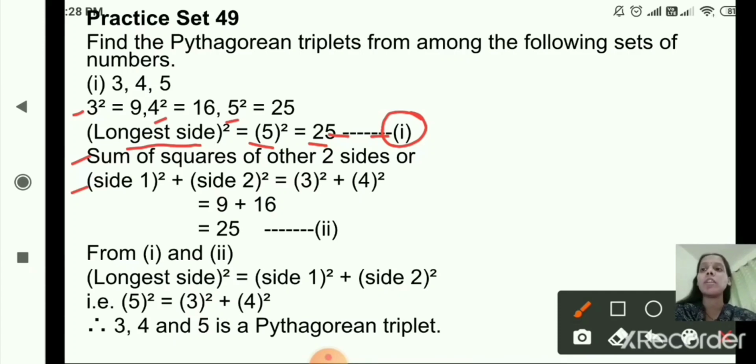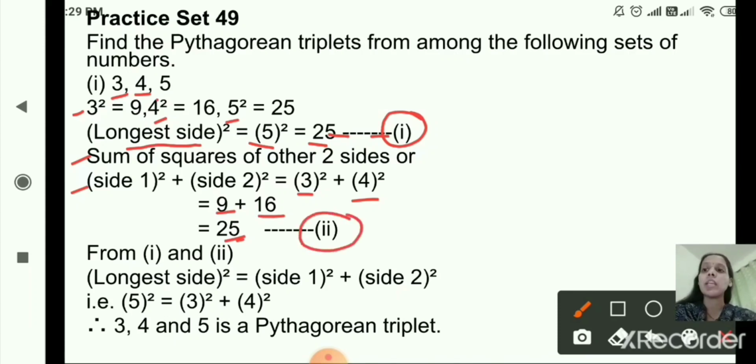Now which is side 1? That is 3. Side 2 is 4. So 3 square plus 4 square. I hope you are clear till here. First we will find out the longest side square, that is 5 square, that is 25. Yes, this is the first statement. In the second statement, side 1 square plus side 2 square, or you can write the sum of squares of other two sides. So 3 square plus 4 square. 3 square is 9 and 4 square is 16. So 9 plus 16 is 25, right? And this is the second statement, as you can see here.